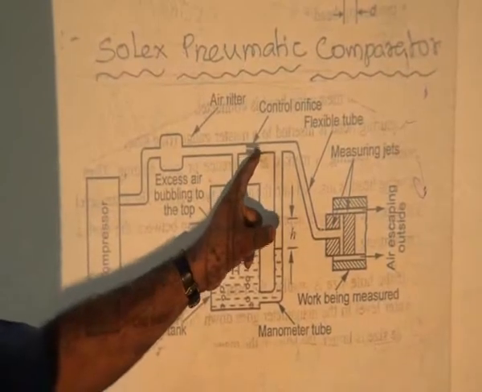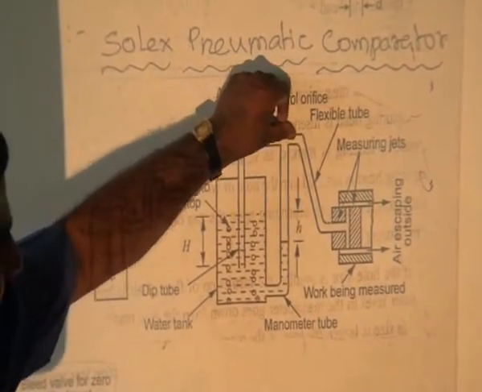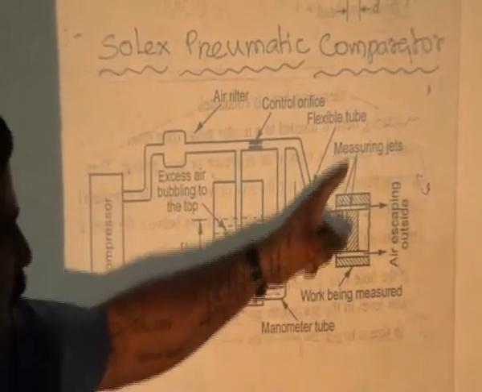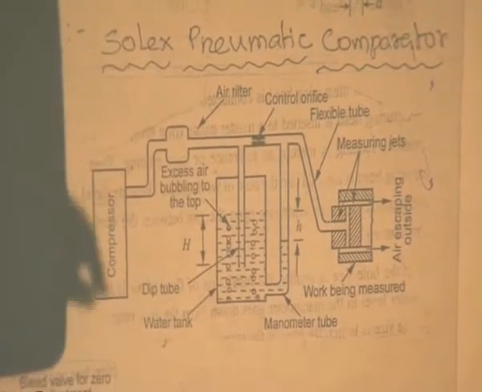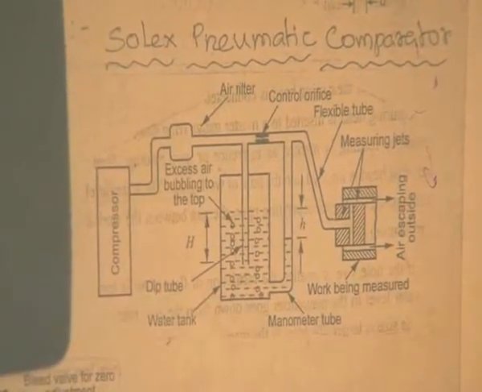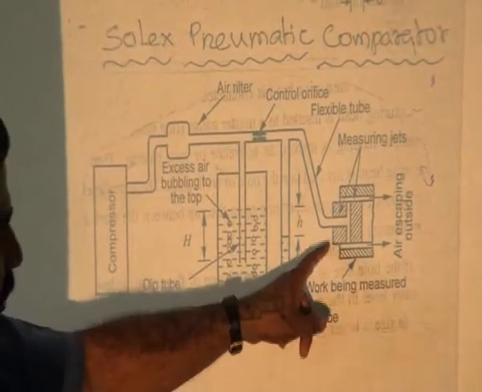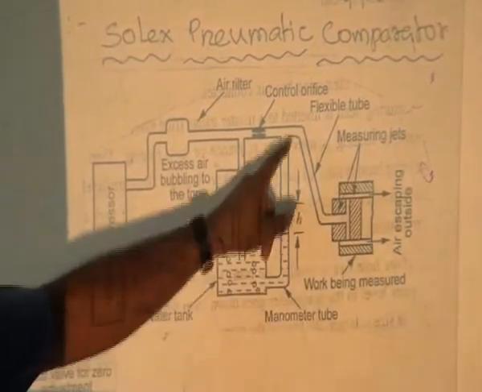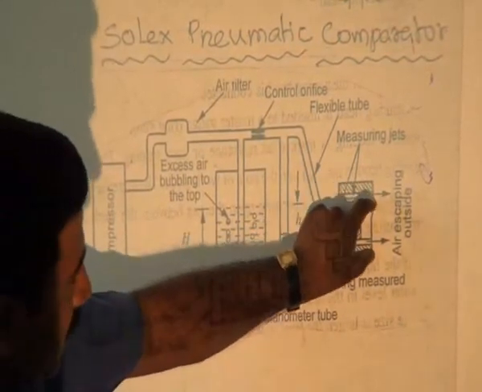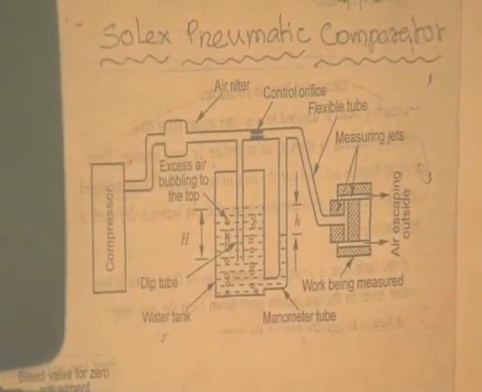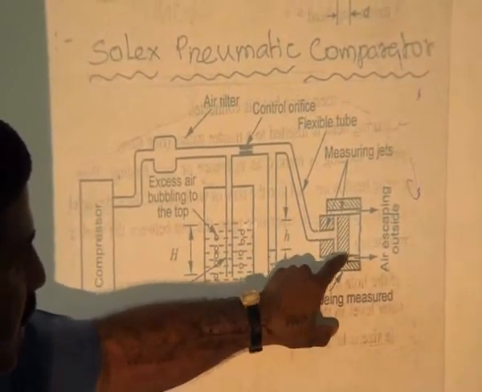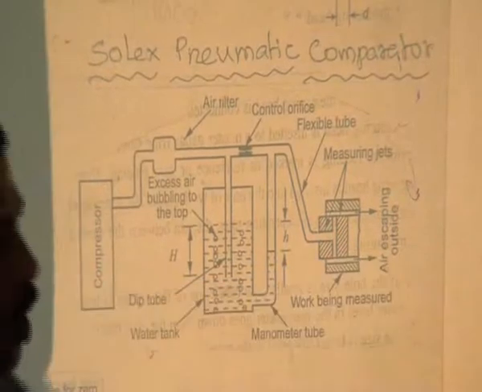From that control orifice, the uniform pressurized air enters the flexible tube, and goes through the measuring jet. The distance of the measuring jet will be based on the component size, so we increase or decrease the level, adjusting the length of the tube. Here we are going to measure the component. The flexible tube has an open side, so the air is exhausted through this. With uniform pressure there is no restriction, and the air escapes through the outside.